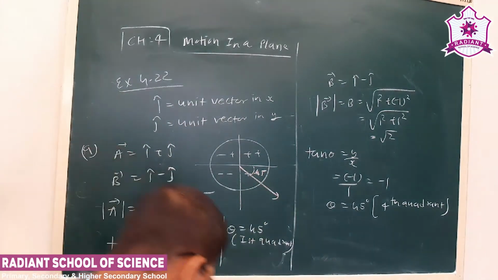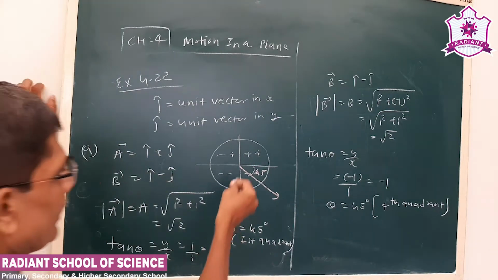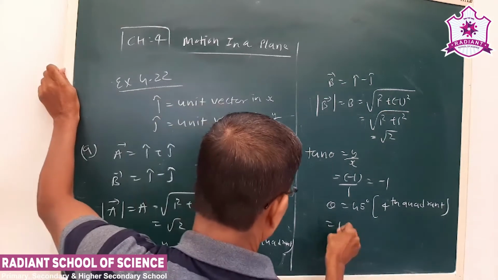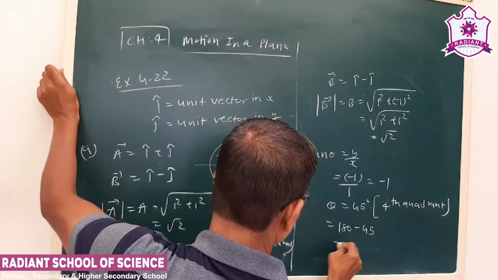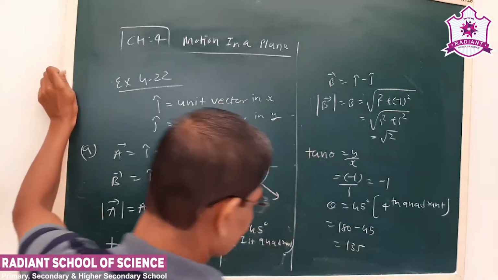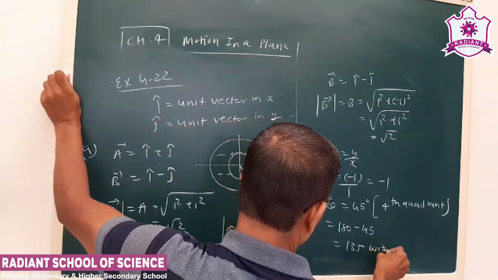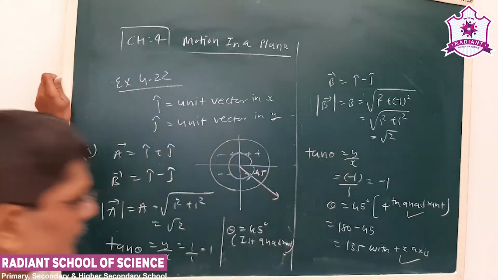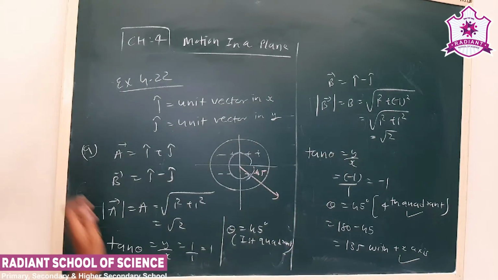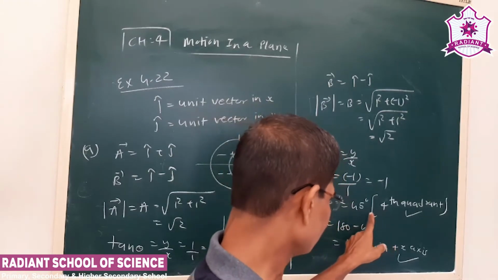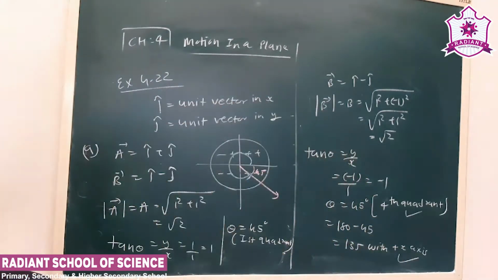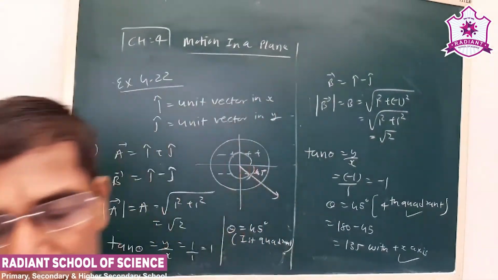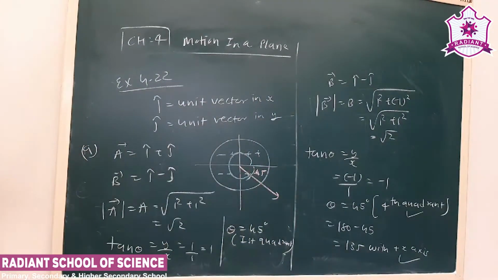Now if I want to calculate the angle with the positive x-axis, it will be like this. So it will be 180 minus 45, that is 135 with the positive x-axis. See, both answers are correct. But if you write like this, you have to mention that the 45 degree is in the fourth quadrant, or we can say it is 135 degree with the positive x-axis. This is the first part of the question.